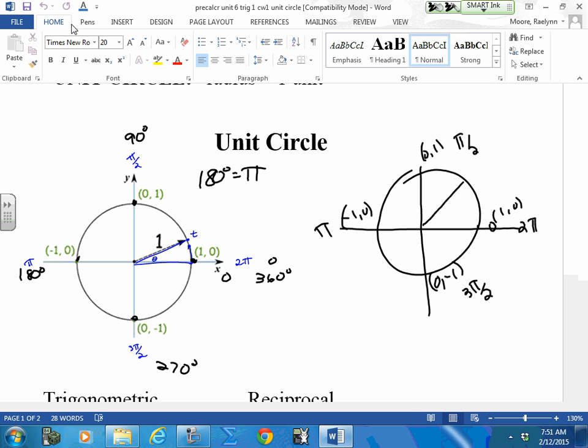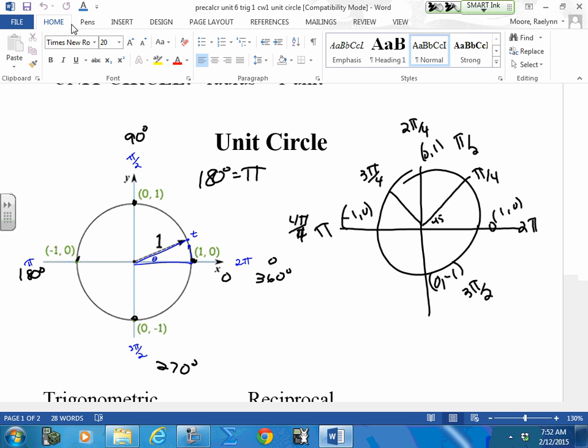A 45-degree angle. If this is 45, it cuts half a 90, right? So how many times does 45 go into 180? 4 times. Everything's based on your 180. This guy is pi over 4. Now, it's halfway through that quarter, right? So if this is 1 pi over 4, this is 2 pi over 4, which reduces to pi over 2. This guy is 3 pi over 4. This guy is 4 pi over 4, which reduces to pi.